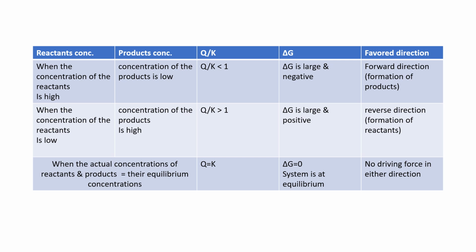When the actual concentrations of the reactants and the products equal their equilibrium concentrations, Q will equal K and delta G will be 0, and we will be at the equilibrium state, at which there is no driving force in either direction.